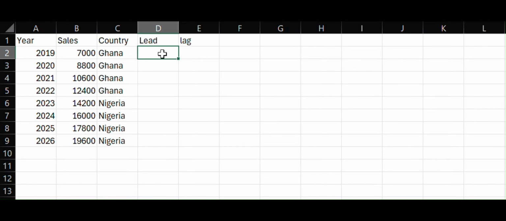So certainly it's going to be 8,800. So just gonna put that in here. But the lag happens to be the opposite, saying that we are looking at the previous, or it is recalling the previous value. So the previous value or the previous year was 2018, but 2018 is not here. So certainly this is going to give us a null value. We are going to do for Ghana, and then we also do for Nigeria.